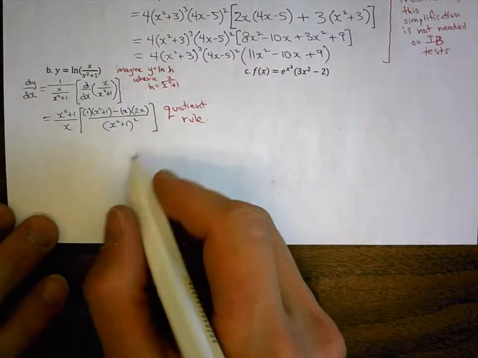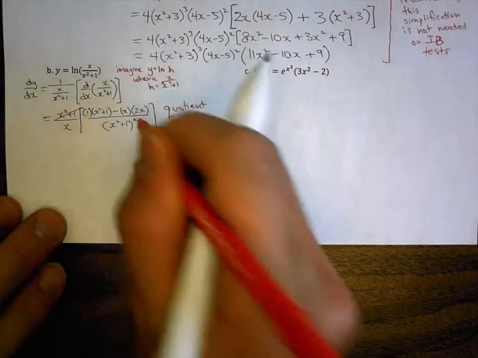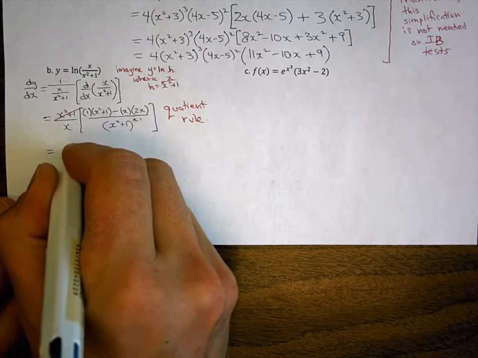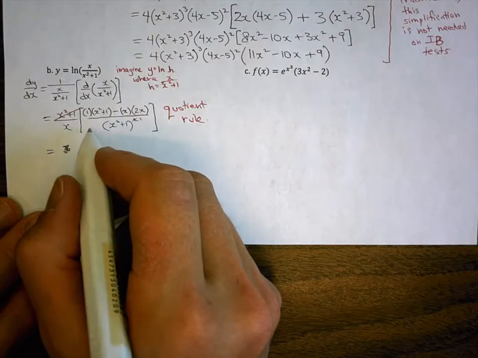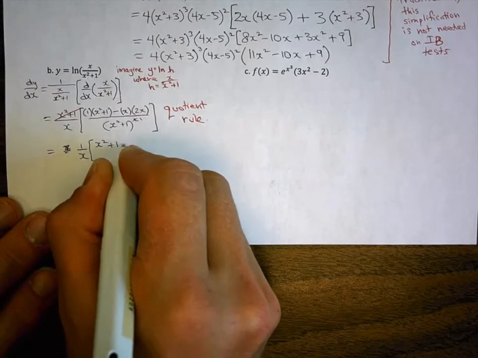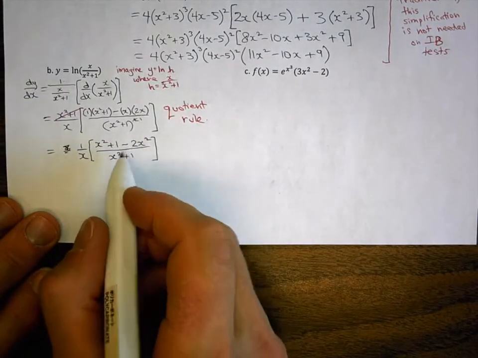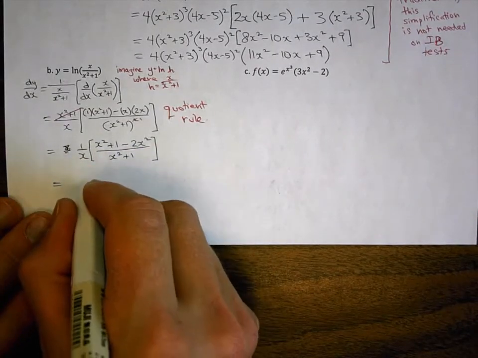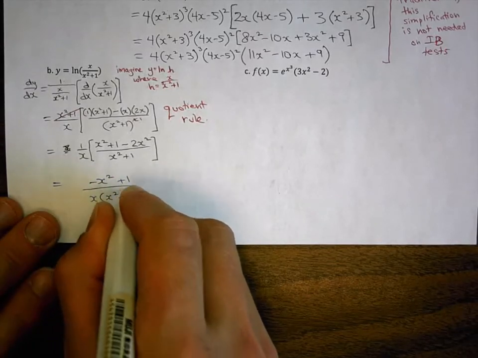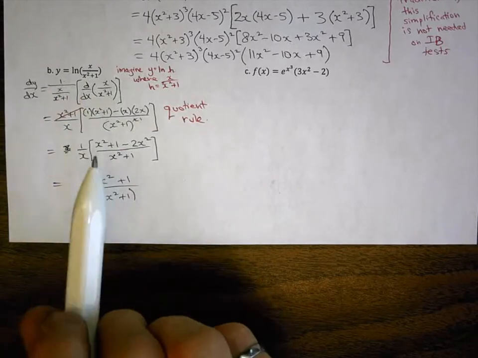Now, I just have to clean it up, and you'll see it's not terrible. Like, the x squared plus 1 squared and the x squared plus 1, technically these cancel out. So I'm left with 1 over x, and here I have x squared plus 1 minus 2x squared over x squared plus 1. And what do I end up with then? Negative x squared plus 1 over x times x squared plus 1. Oof. So, chain rule, but then wrapped up in the chain rule was a quotient rule.